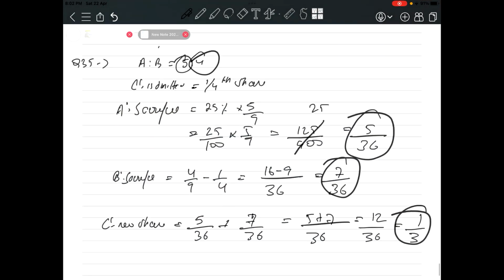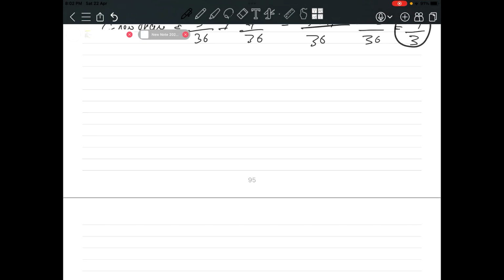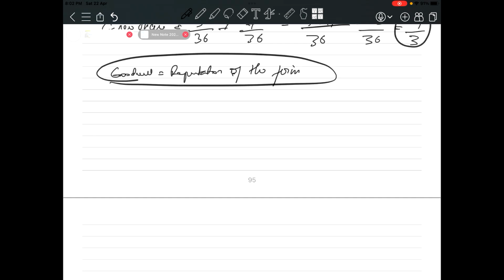So what is goodwill? We all know that we have been learning that goodwill is the reputation of the firm. But teachers don't explain in detail what goodwill is, right? So there is a lot of confusion among students on this concept. Students simply learn the treatment by heart: if there is existing goodwill, you write it off. We will not do it that way.